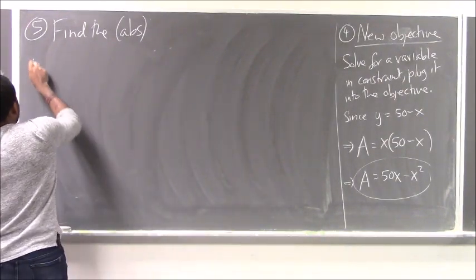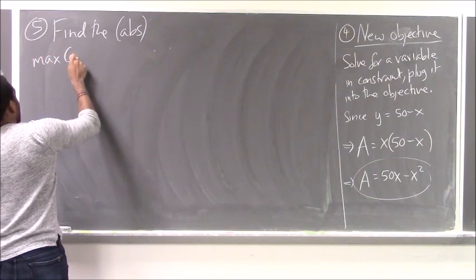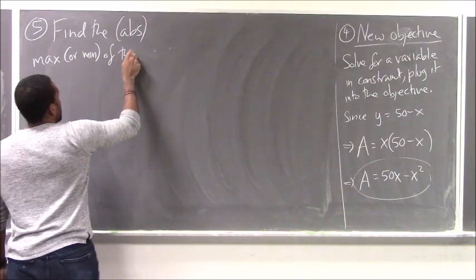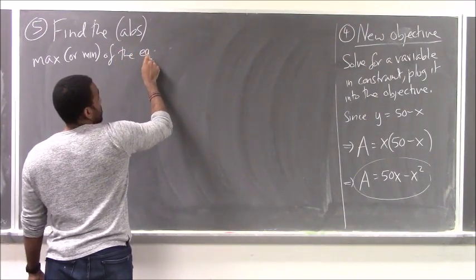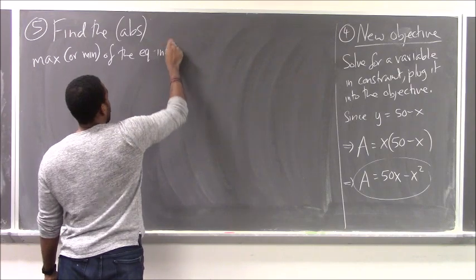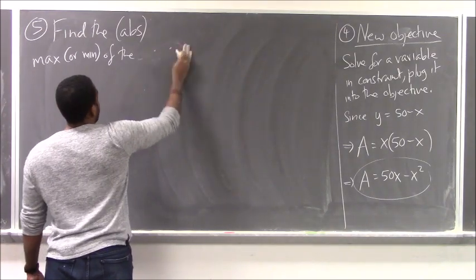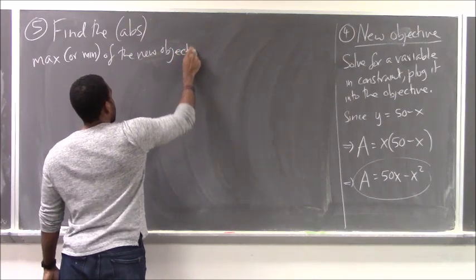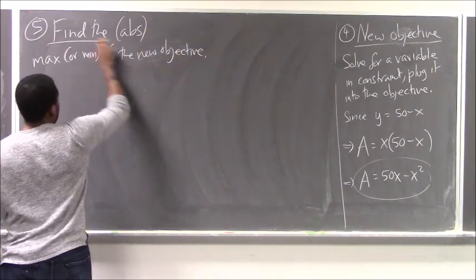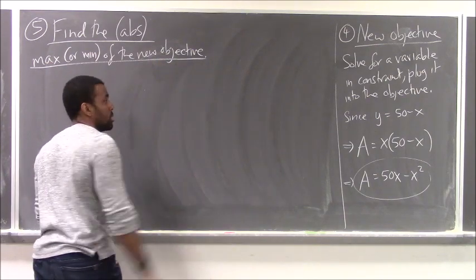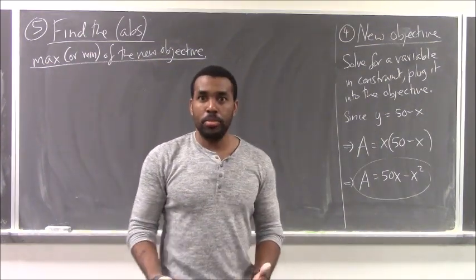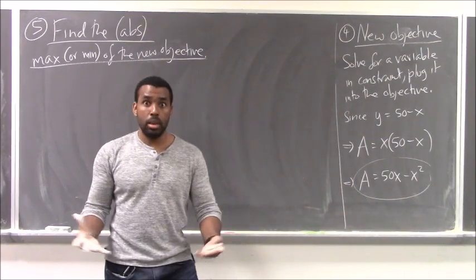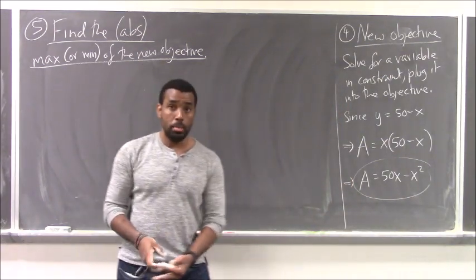So you're going to find the absolute max or min of the equation in, say, the new objective. This is where you actually start to optimize. Here's where you want to make this thing, which is the area, as big as it can possibly be, or as small as it can possibly be.